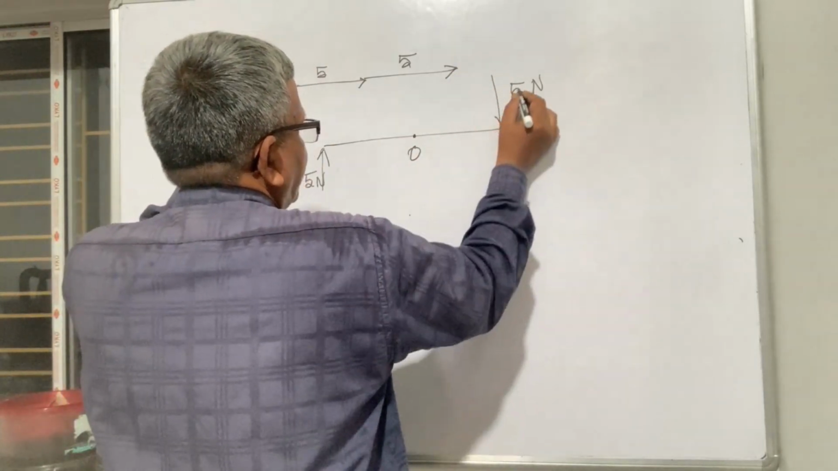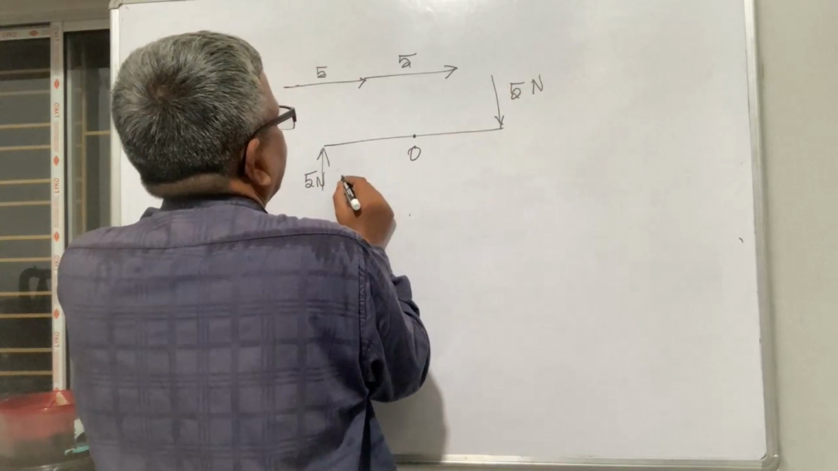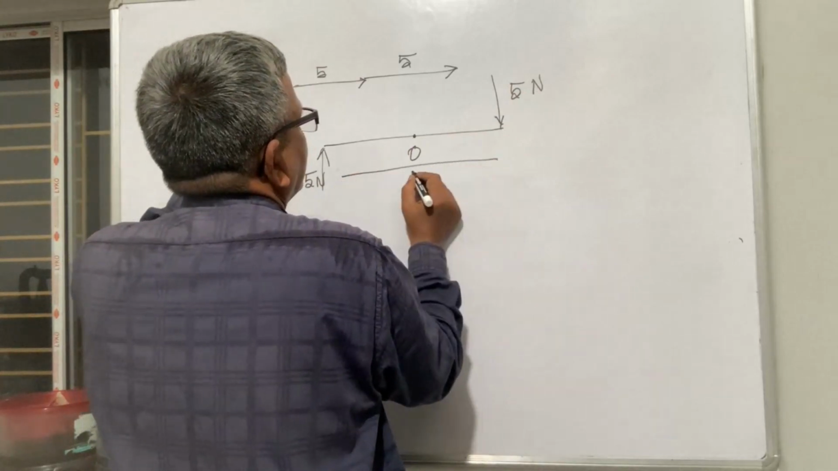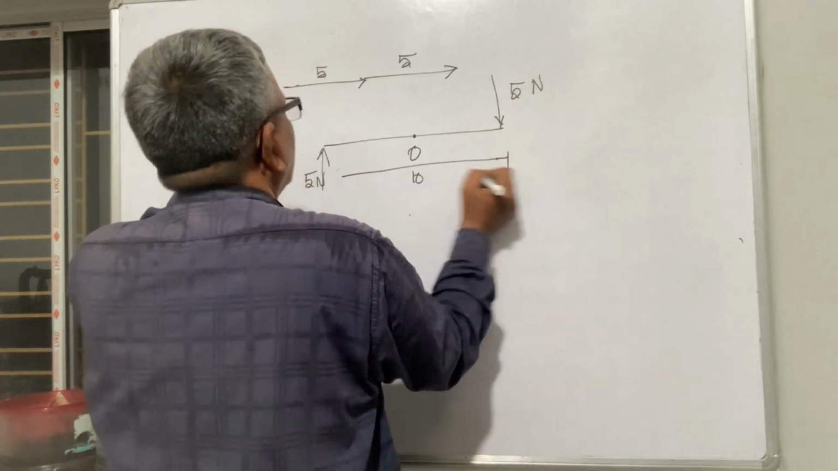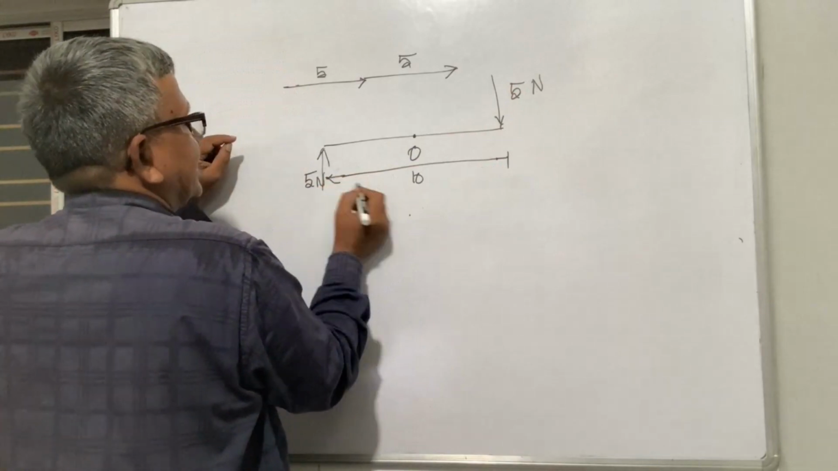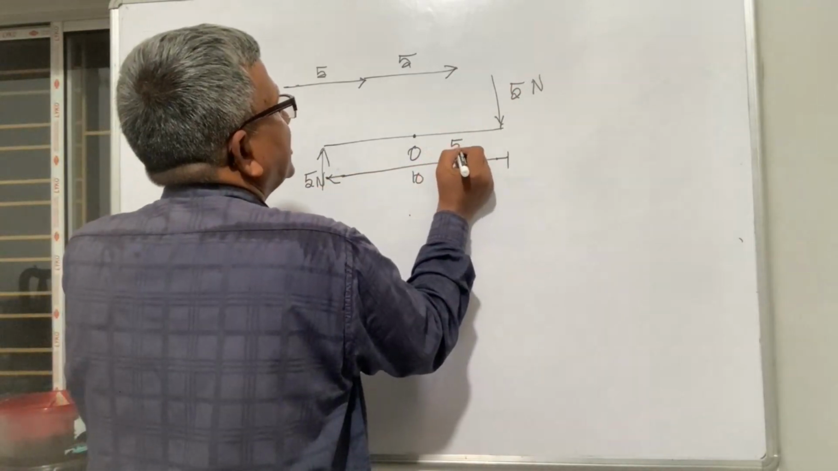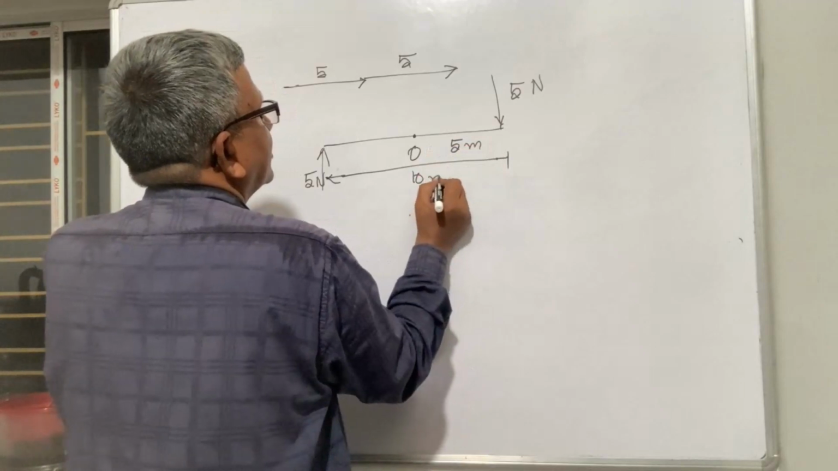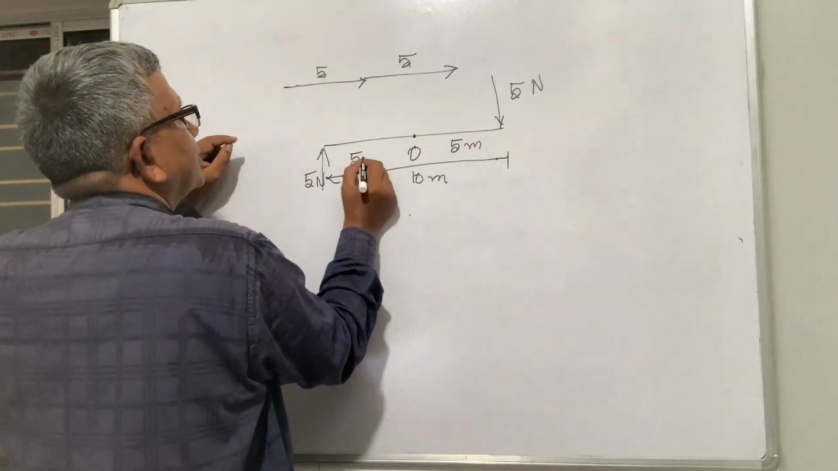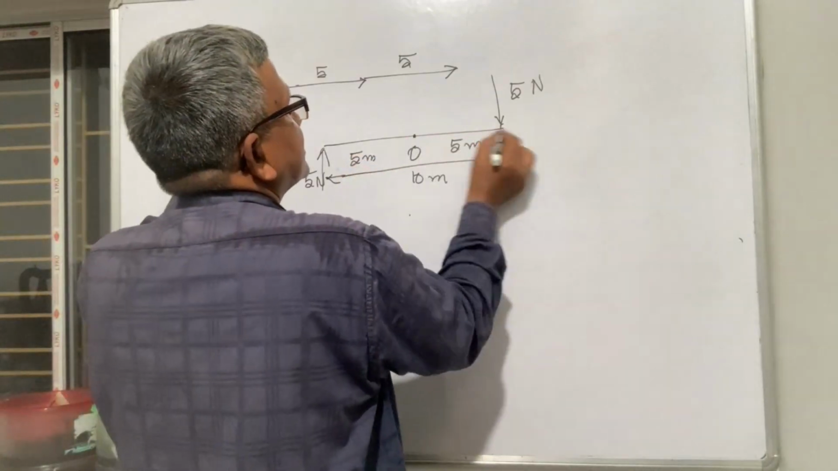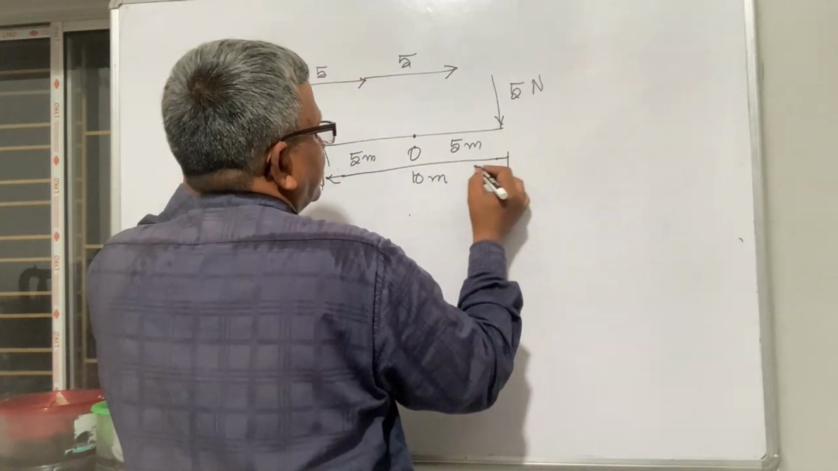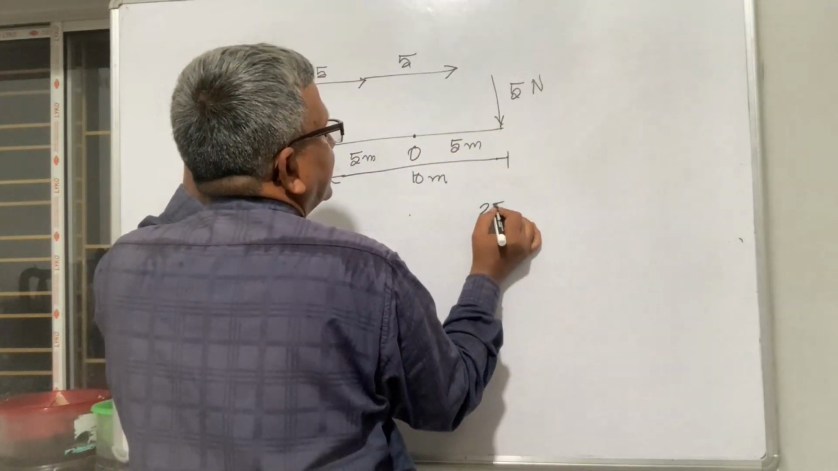How much will it be? Say the total is 10, so this will be 5 meter and this will be 5 meter. The perpendicular distance is 5 meter, 5 meter, 5 into 5, 25 Newton meter.